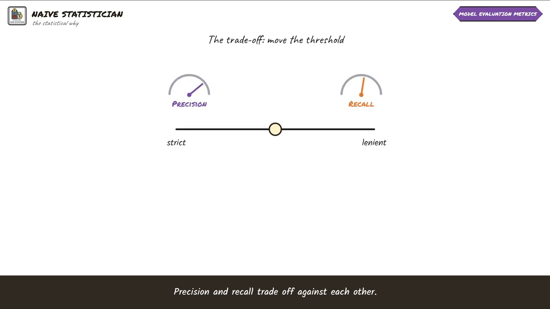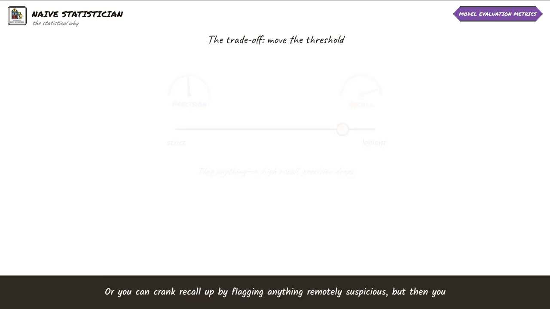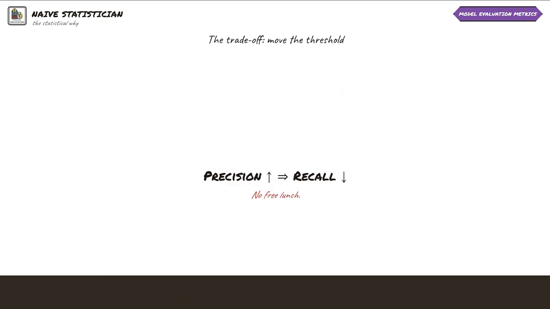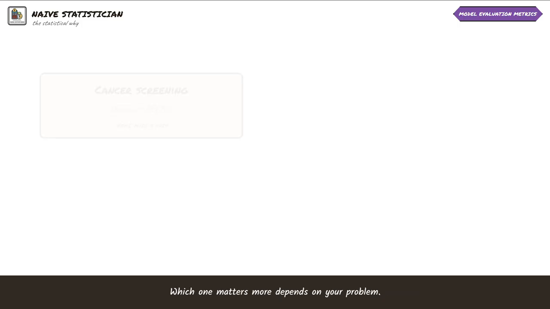Now here is what nobody tells you when you first learn these. Precision and recall trade off against each other. You can crank precision up by being very conservative. Only flag emails you're absolutely certain are spam. But then you catch fewer of them, recall drops. Or you can crank recall up by flagging anything remotely suspicious, but then you block lots of normal emails, precision drops. This trade-off is geometric. As you move the decision threshold of the model from strict to lenient, precision falls and recall rises. There is no free lunch. You cannot maximize both unless your model is essentially perfect.